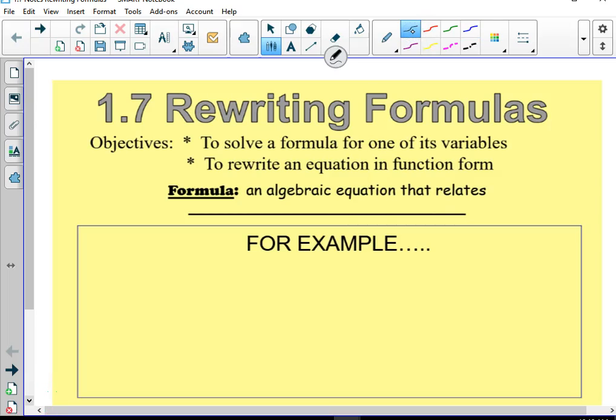4.7, rewriting. Just taking a formula and rewriting it in another way. So a formula is an algebraic equation that relates two or more variables.